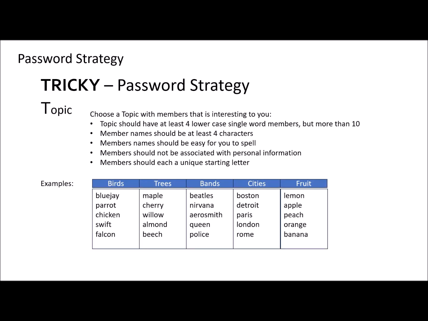So here are some examples. Say, for example, you choose something that isn't inherently attached to you, right? If you work in a record store, you don't want to choose bands. If you're an arborist, you don't want to choose trees. If you work in a pet store, maybe you want to choose birds. You want something that's not directly correlated with you, but something that you can keep clear in your mind.